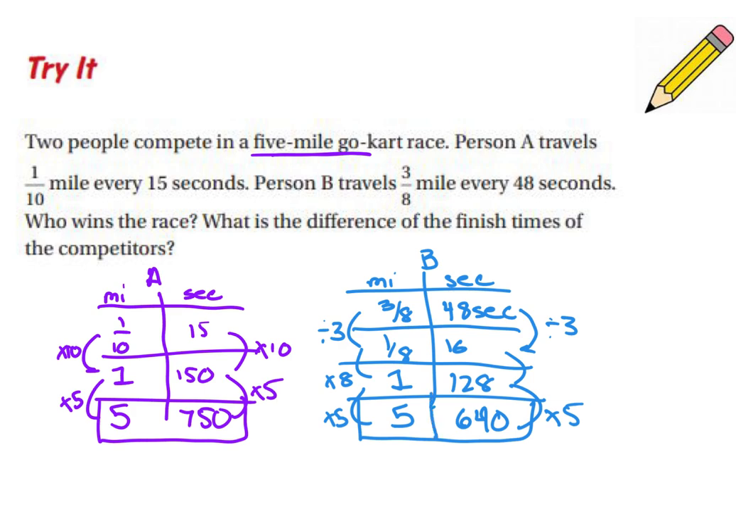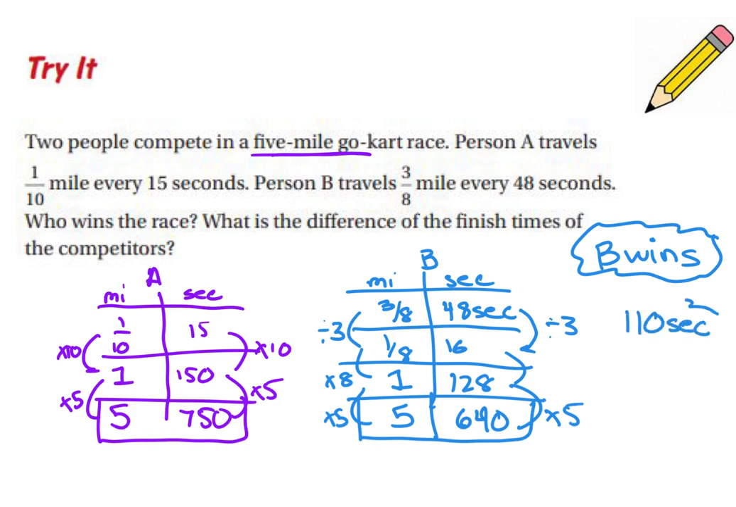Who wins the race? Well, it takes person B 640 seconds to go 5 miles. It takes person A 750 seconds. So B wins. And then it says, what is the difference in the finishing time? 750 minus 640 is 110 seconds. So B wins by 110 seconds, or 1 minute and 50 seconds.